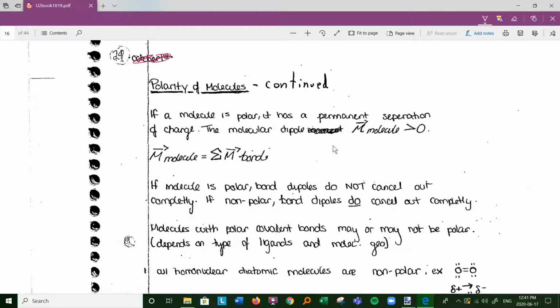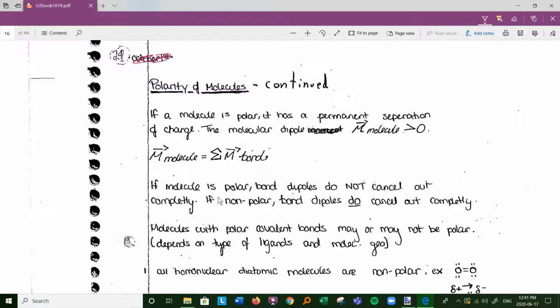The molecular dipole mu molecule is greater than 0. So mu molecule is the vector sum of mu bond. Hopefully you took Physics 30S and know a bit about vectors. So we add vectors together, and if they do not cancel to 0, then you have a polar molecule. If they do cancel to 0, you have a nonpolar molecule.